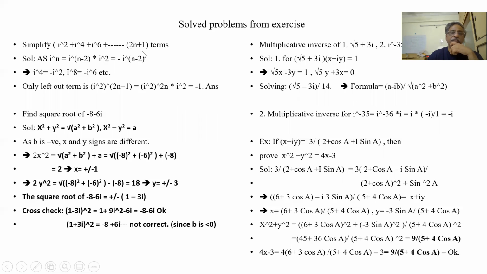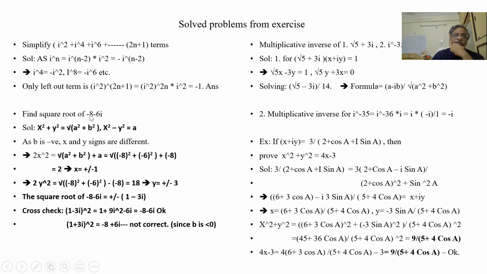i to the power of 2n plus 1, what's the first term? n is 1, first term is i square. What is the second term? i to the power of 4. Third term, i to the power of 6. Like that we have 2n plus 1 terms. So first term is i square whole to the power of 1. Second term, i square whole to the power of 2. Third term, i square whole to the power of 3. Similarly, the 2n plus 1 term, i square whole to the power of 2n plus 1. So when I simplify, I am getting minus 1.